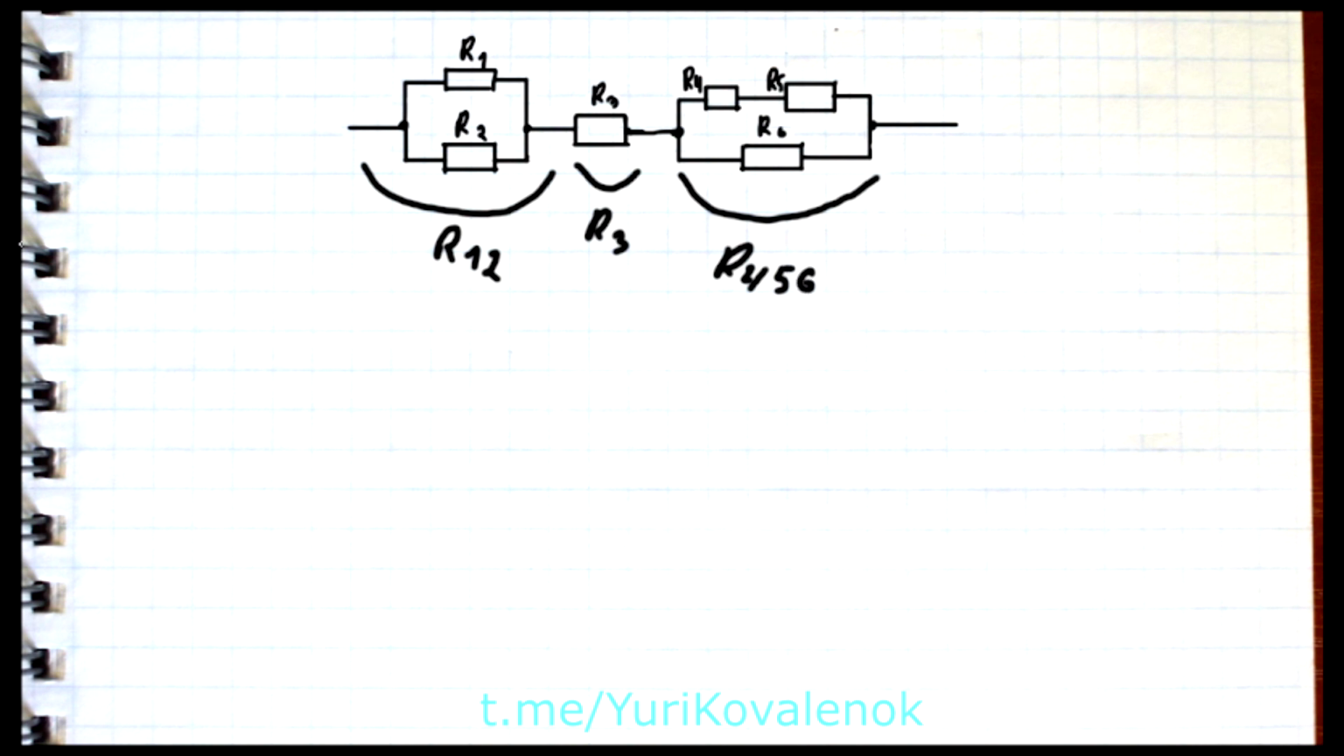The first thing we have to do is find the resistance R12. I hope you understand that these resistors are connected in parallel, and to find an equivalent resistance you need to use the formula that I'm writing down now. To add fractions you need to make a common denominator. The numerators need to be multiplied by the corresponding multipliers, and most importantly, do not forget to flip the fraction at the end.